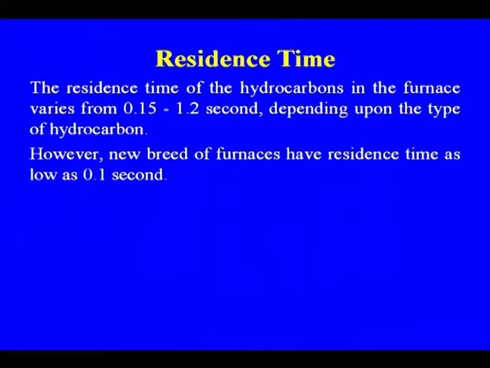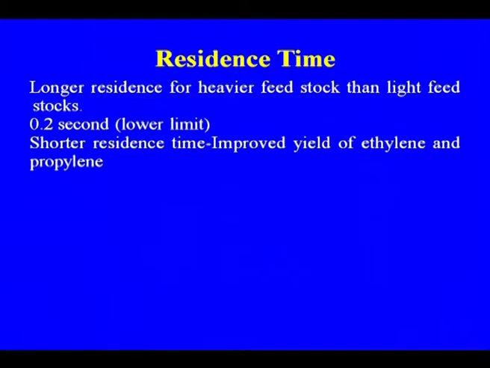The residence time of the hydrocarbon in the furnace varies from 0.15 to 1.2 seconds depending upon the type of feedstock. However, the new breed of furnaces have residence times as low as 0.1 second. As I already told you, heavier feedstock needs longer residence time than light feedstock. Shorter residence time improves the yield of ethylene and propylene. If you go for longer residence time, heavier fractions form, while with shorter residence time more ethylene will be there. The formation of propylene may be slightly more.